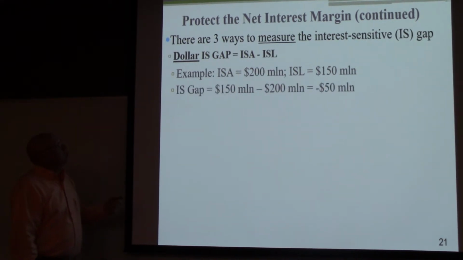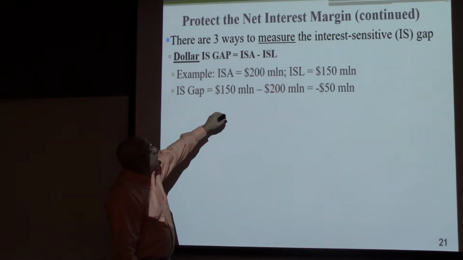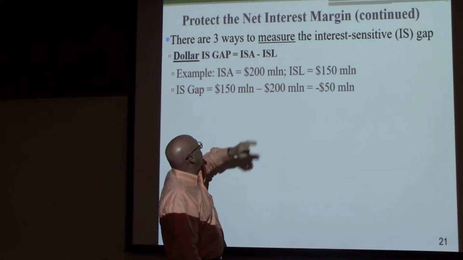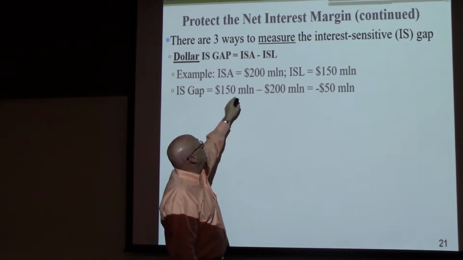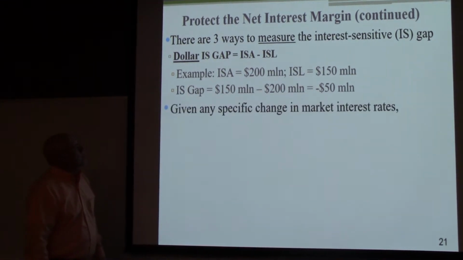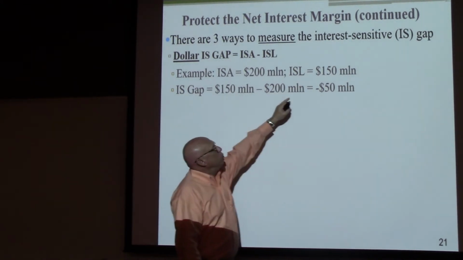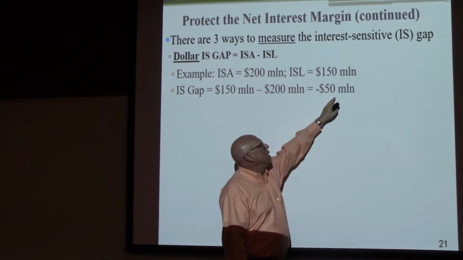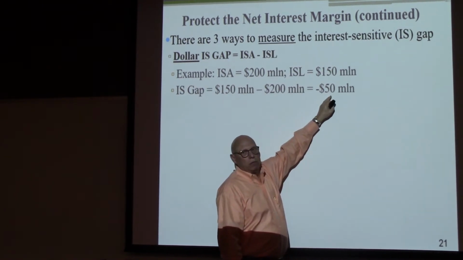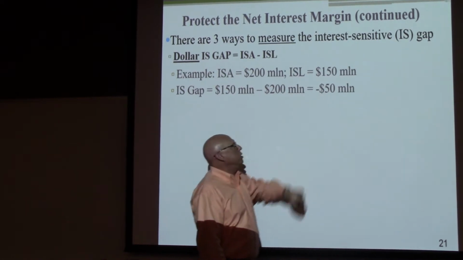So the interest-sensitive gap is 200 million minus 150 million, which is 50 million. This would mean that this bank is asset sensitive, which means that rising rates would be good for the bank, falling rates would not.